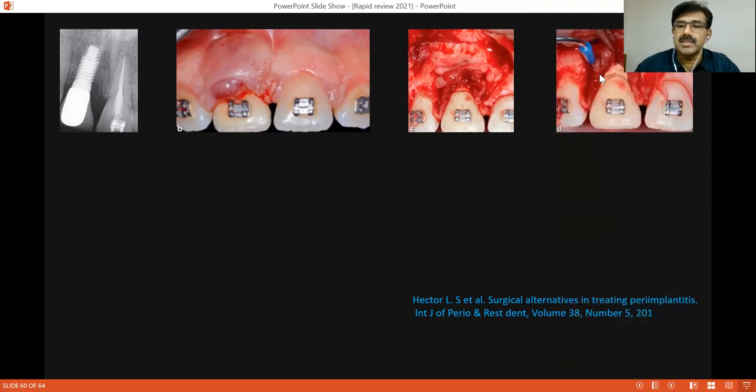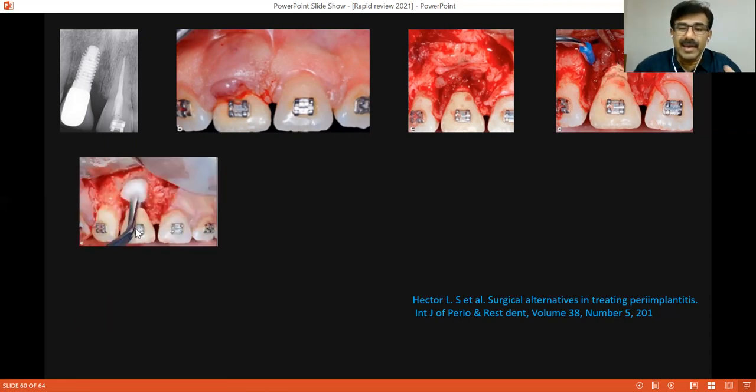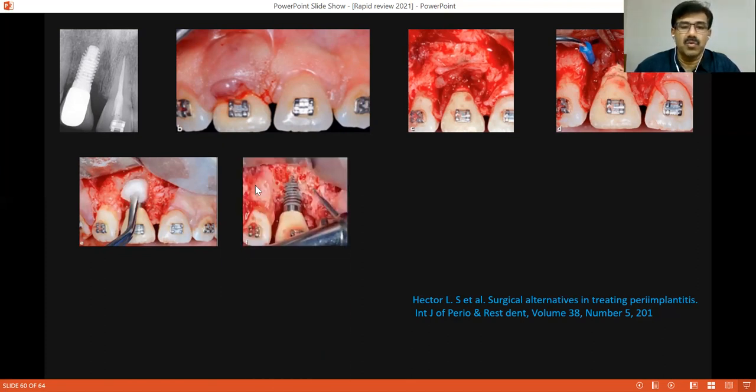And once the granulation tissue is slightly removed, you can look at what has caused the disease over here. You can see a lot of cement over here. So this cement is the one reason why a lot of bone loss has occurred. And they have cleaned that and applied antimicrobials there. They've cleaned it with laser. And this is how it looks.